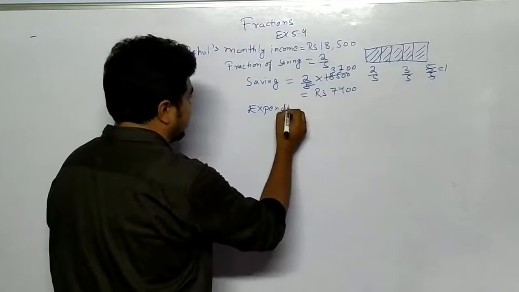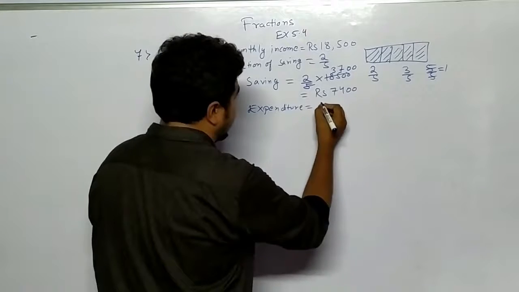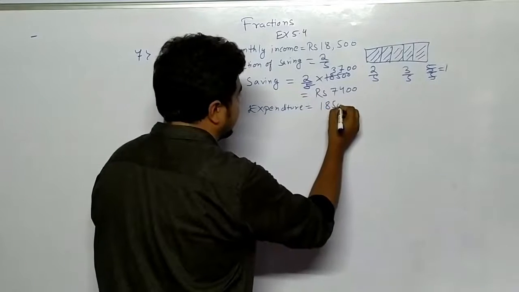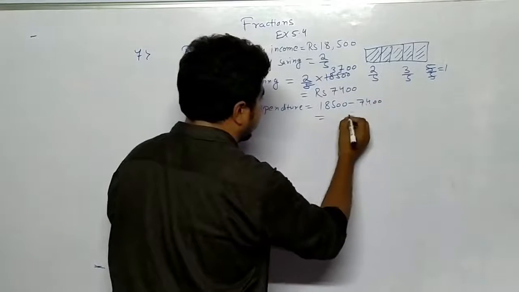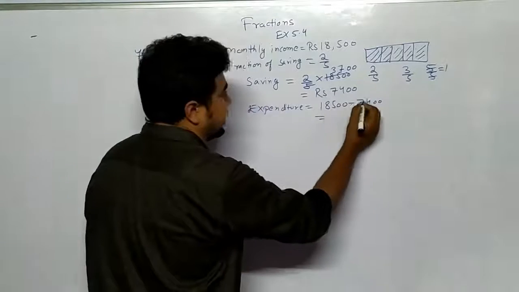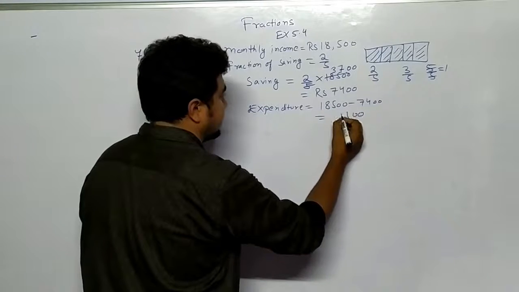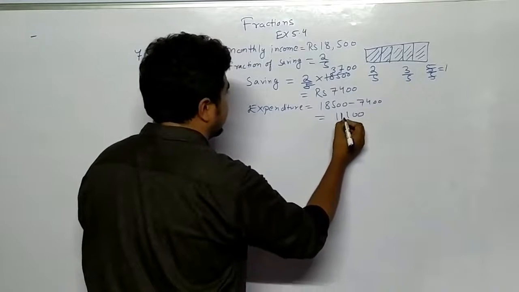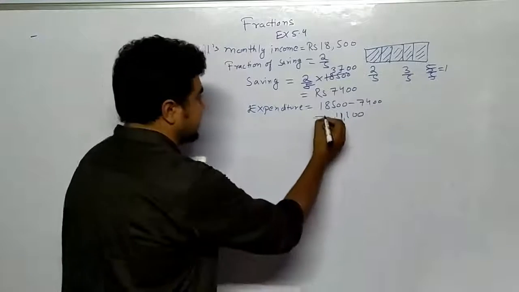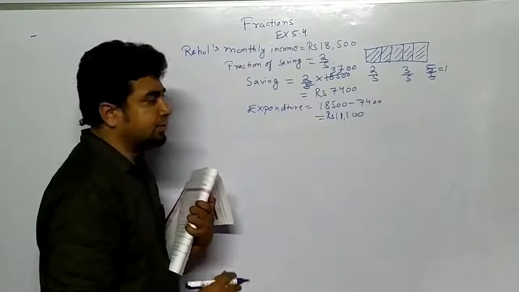Or you can directly find it also. I will be illustrating 2 methods. Expenditure will be equal to 18,500 minus 7,400. From here you are getting 2 zeros. 5 minus 4 is 1. Then 8 minus 7 means you are getting 11,100 as an expenditure. Rupees 11,100 as an expenditure.